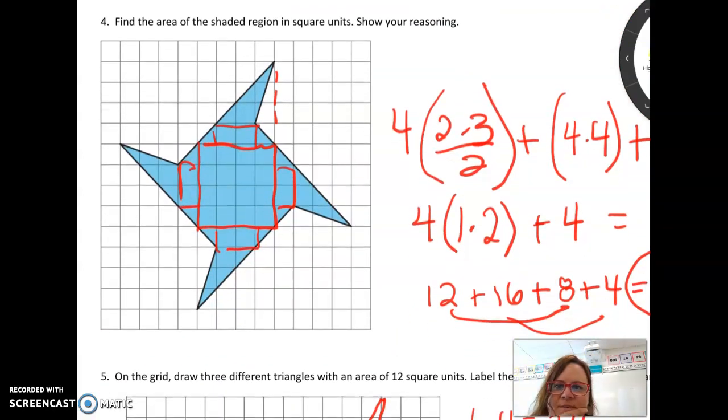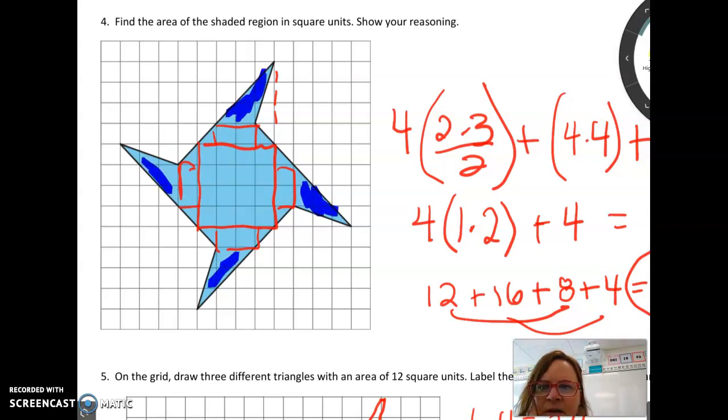Number 4 was a fun one, wasn't it? So you had to find the area of the shaded region in square units. So I want to talk you through it and then we'll look at the answer. So first I started by noticing that these triangles here are identical. So there's 4 groups of those triangles, and the triangles themselves are half of a 2 by 3. So there's 4 2 by 3 divided by 2s. There's also a 4 by 4 square.